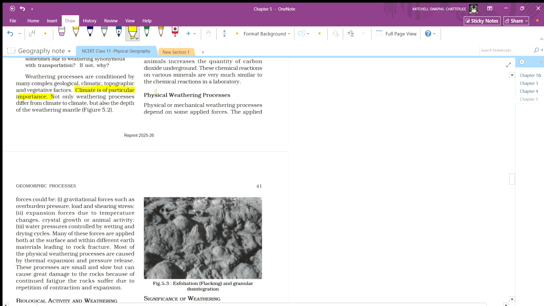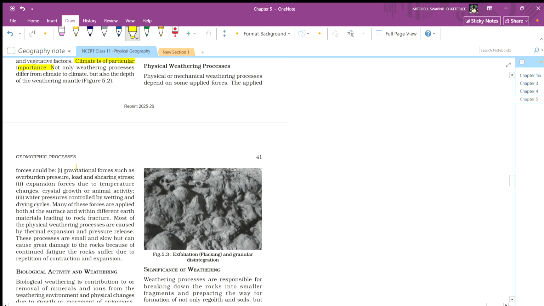Next, the physical weathering process. Physical or mechanical weathering depends on some applied force. The applied force could be, first, gravitational force, such as overburden pressure, load, and shearing stress. The second is expansion force due to temperature change, crystal growth, and animal activity. And the last one is water pressure, controlled by wetting and drying cycles. Many of these forces are applied at the surface and within different earth materials, leading to rock fracture.